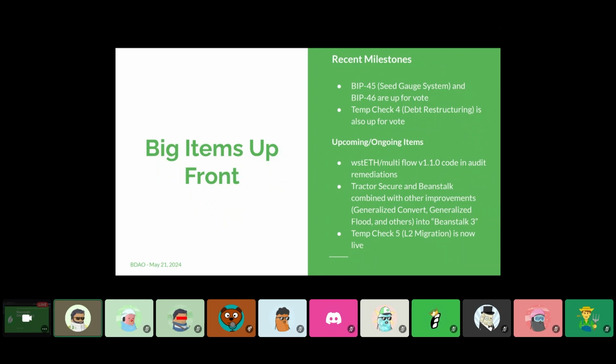As for upcoming and ongoing items, wstETH and Multiflow version 1.1 are currently in audit remediation, so I'm moving forward with those. Something that folks will notice as we go through this presentation is that we've had some consolidation of components. So there's a missing comma too. Geez. Tractor and Secure Beanstalk all over the place, looks like. Tractor and Secure Beanstalk have been combined with other improvements, so Generalized Convert, Generalized Flood, and a handful of others, into what we're calling Beanstalk 3.